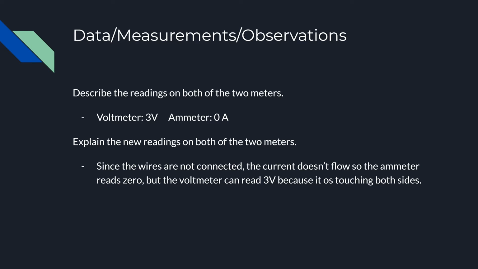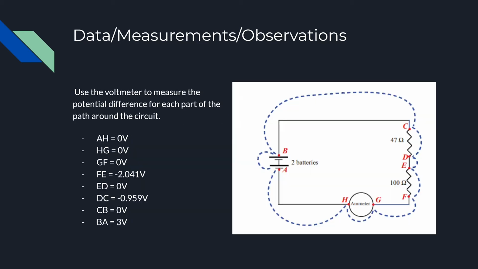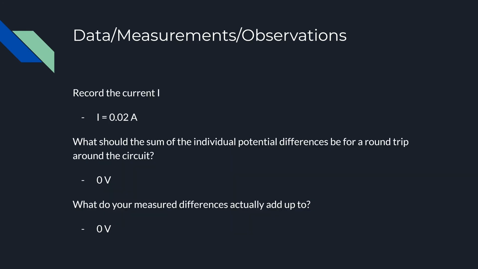The new readings were because the wires were not connected, so the current doesn't flow, so the ammeter read 0, but the voltmeter could read 3 volts because it was still touching both sides. Using the voltmeter to measure the potential difference around each part of the circuit, this is what I found, with the only ones reading above 0 being the FE portion, the DC portion, and the BA portion, which were the resistors and the batteries. The current across the entire circuit was 0.02 amps. The sum of the potential differences for a round trip should be 0, and I measured it to be 0.